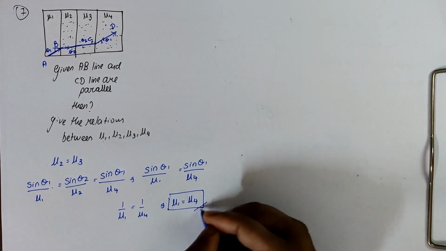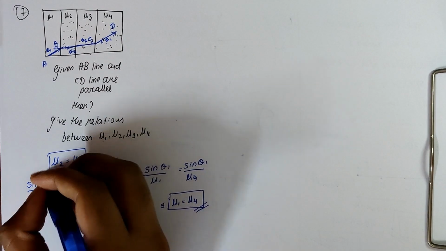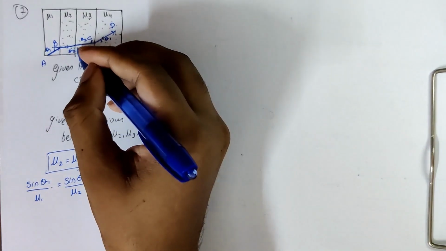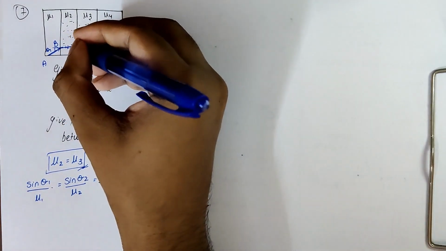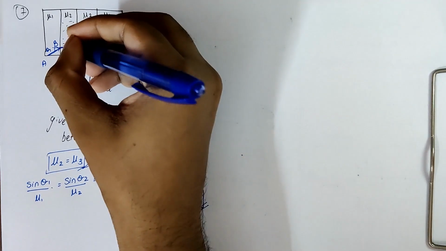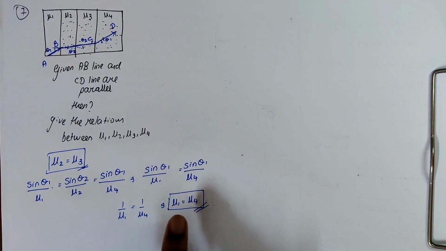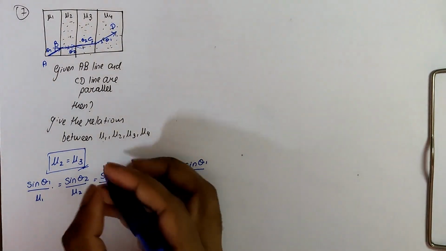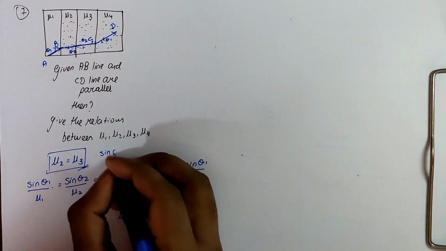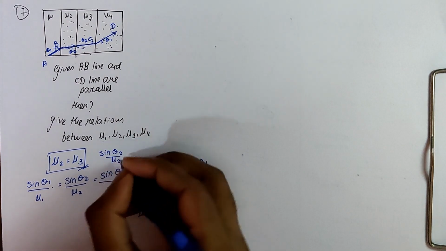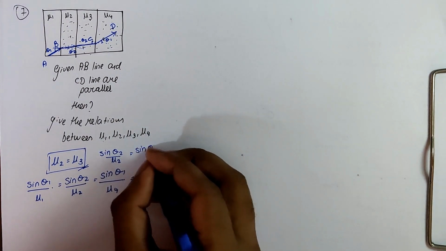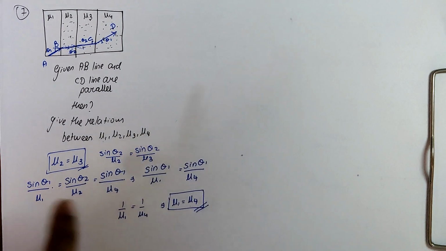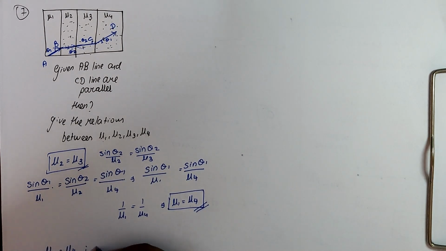We have another relation and we already got the relation here. That is, since there's no path difference, it's the same thing. You can even draw a normal here and say this is theta 2 and this is theta 2 and derive this one in the same manner. For this one, it's going to be sin theta 2 by mu 2 is equal to sin theta 2 by mu 3. This is Snell's law, and thus we can find mu 1 is equal to mu 4 and mu 2 is equal to mu 3.